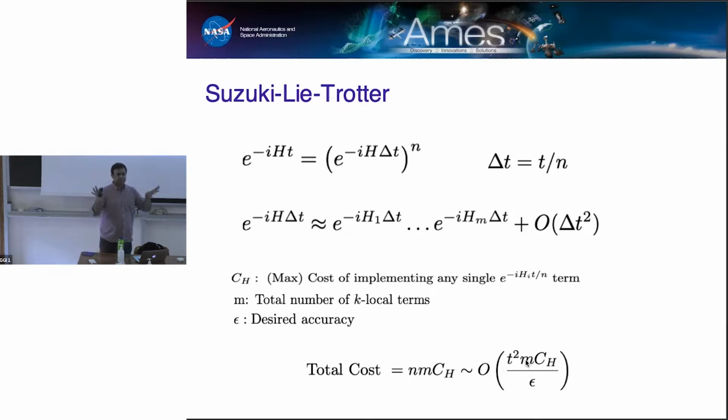Typically that's something that's often guaranteed by the encodings, like the Jordan-Wigner transformation and so forth. This thing is often preserved, but I just wanted to mention it. So now I also want to convince you that the C sub h, the cost of actually implementing any one exponential, is also quite efficient.